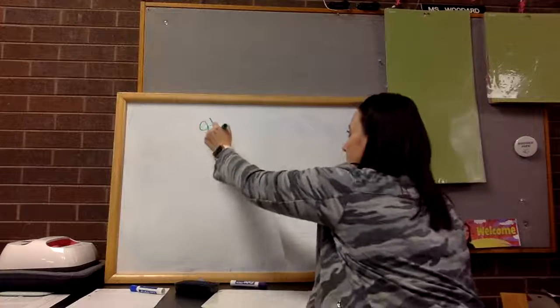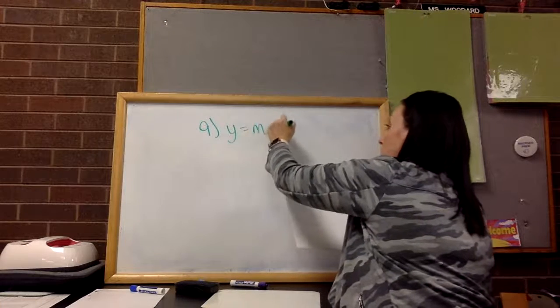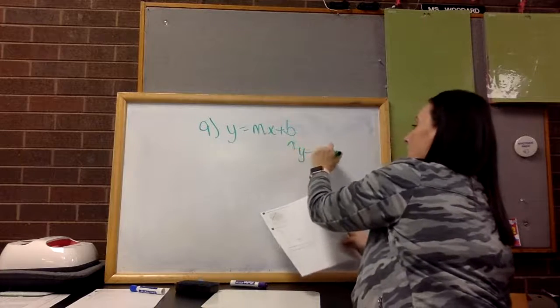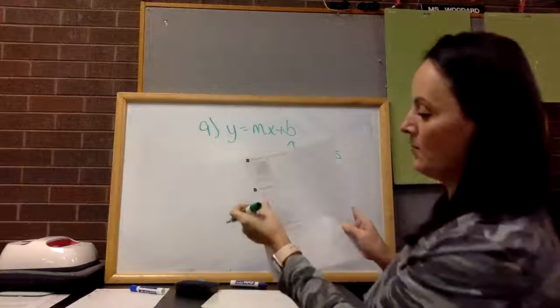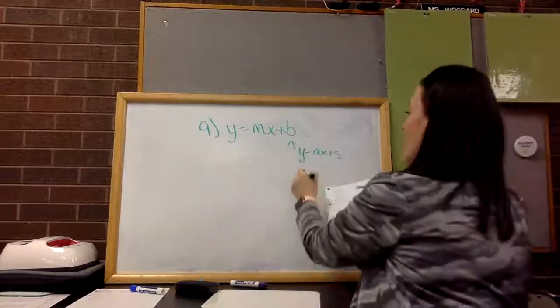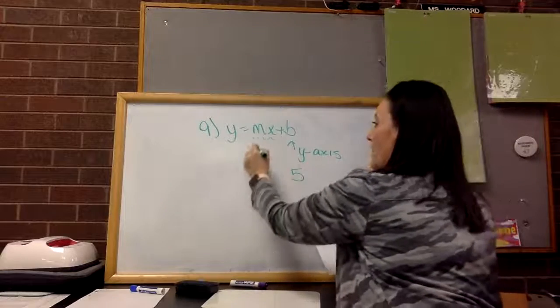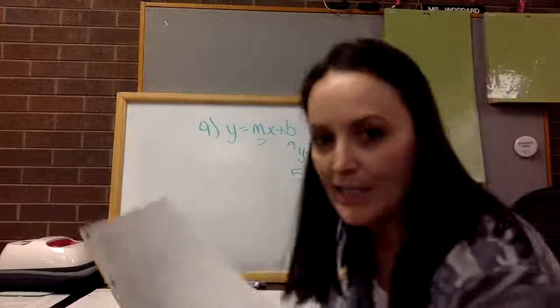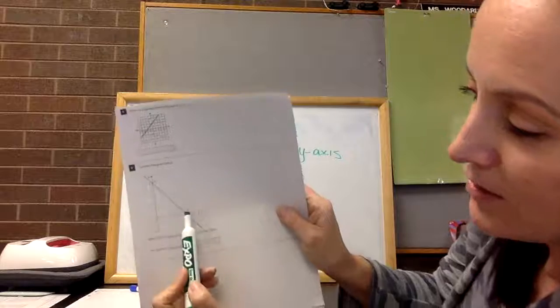Number 9, we're doing the same thing: y equals mx plus b. I'm going to look and see where this crosses the y-axis. It crosses the y-axis for me at 5, so that's going to be 5. Now I've got to figure out the slope. What's really nice is they gave me another point here, over here.